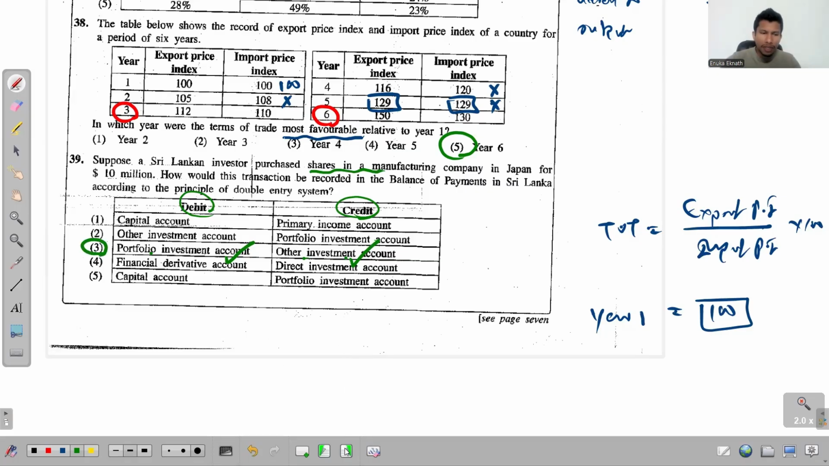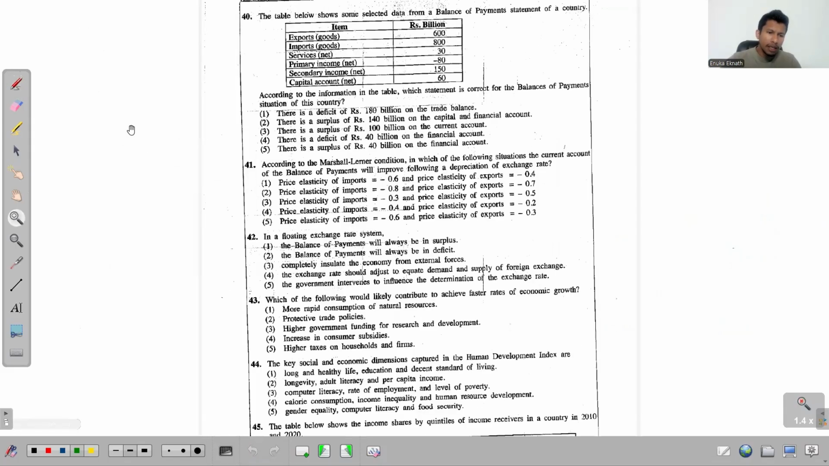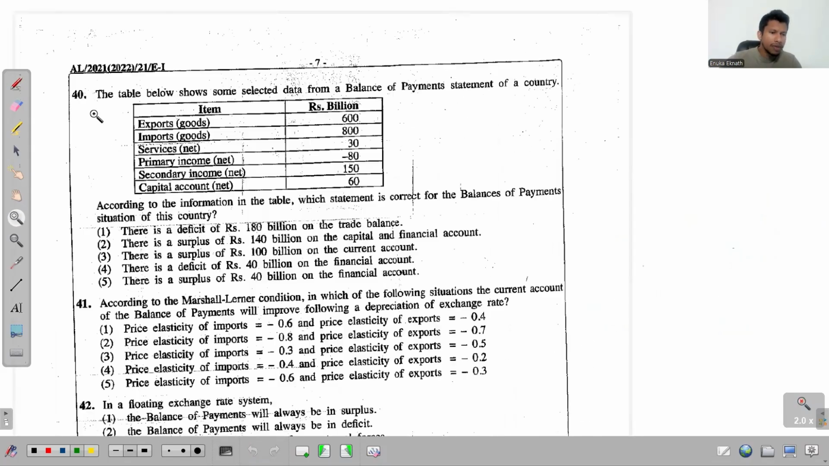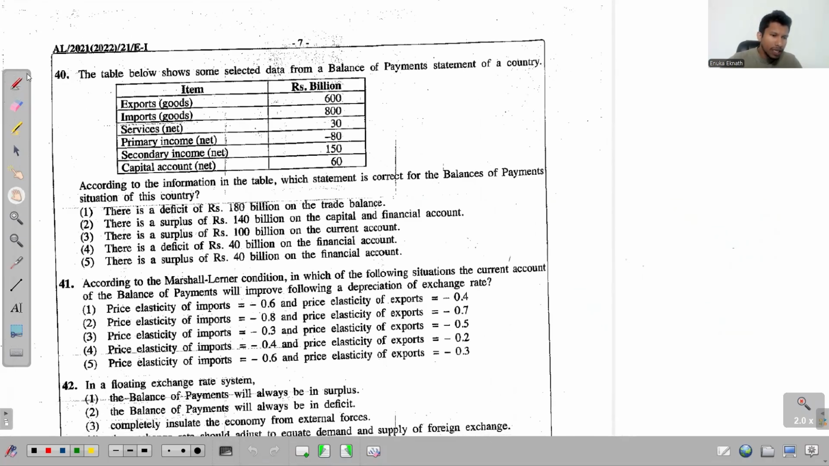Right, now we will move to question 40. In question 40, we get this. The table below shows some selected data from the balance of payment statement of a country. Okay, so we get the exports of goods and imports of goods. Exports is 600 and imports is 800, so by getting the difference between these two, we can calculate the trade balance, right? Balance in the trade account. So the balance is minus 200.